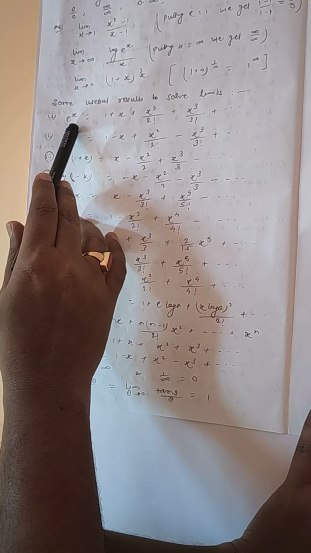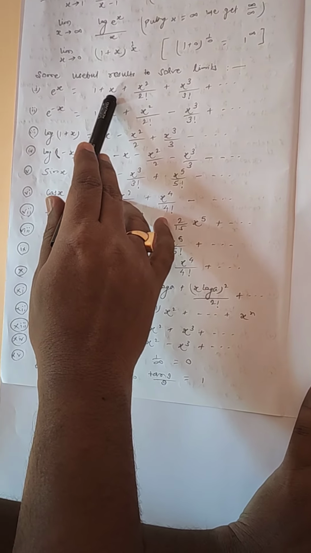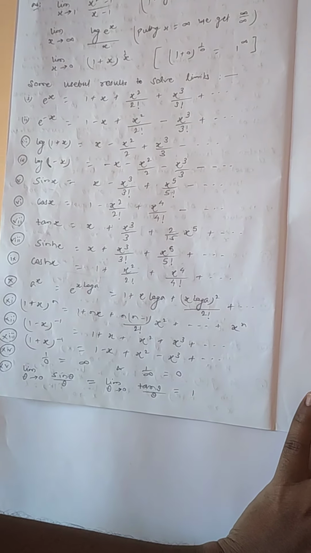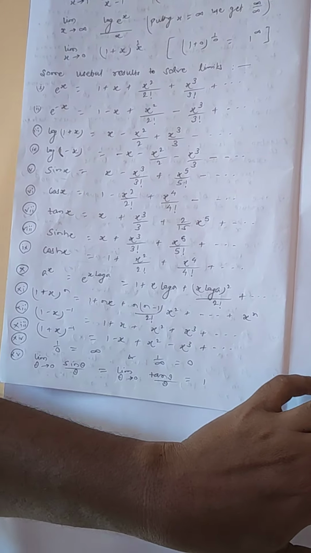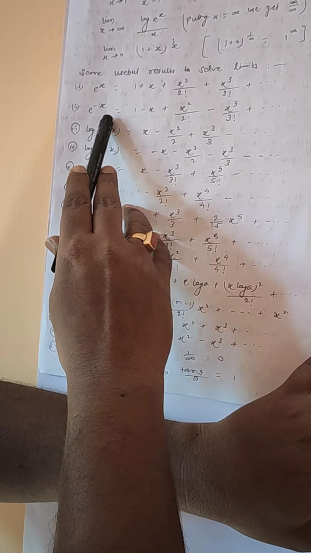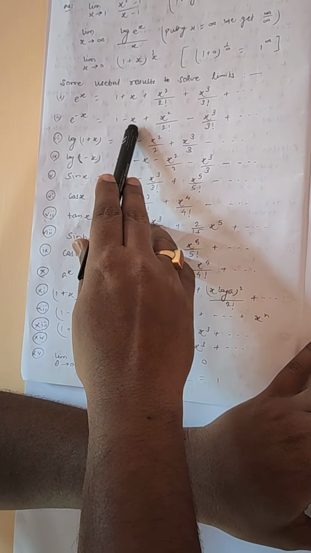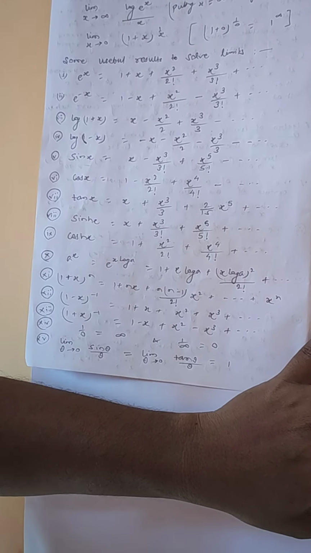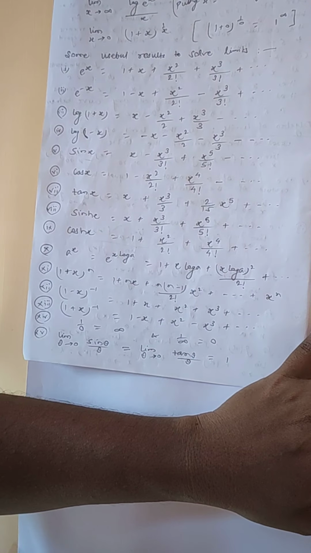First, e raised to x equals 1 plus x plus x square by factorial 2 plus x cube by factorial 3, and so on. E raised to minus x equals 1 minus x plus x square by factorial 2 minus x cube by factorial 3, and so on.